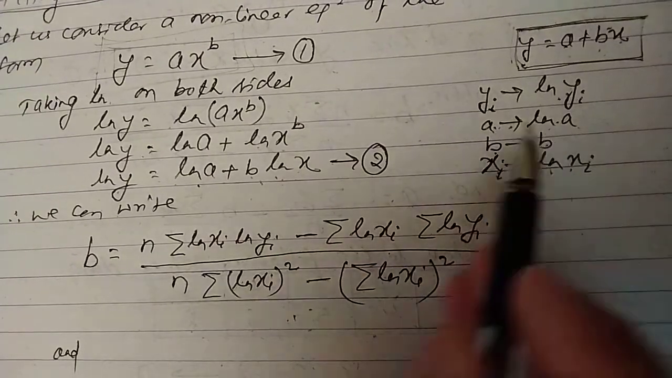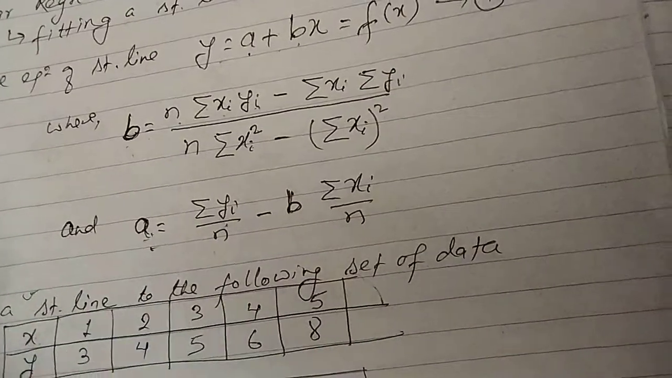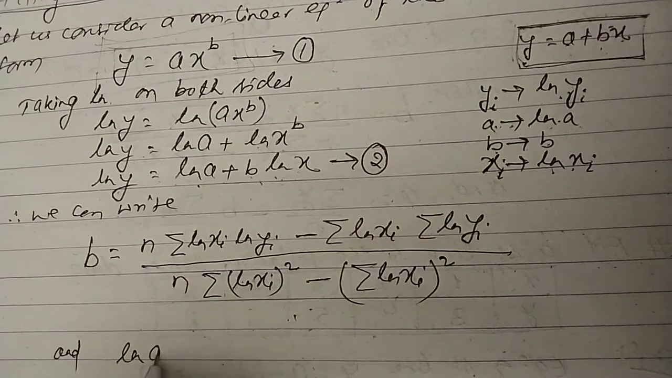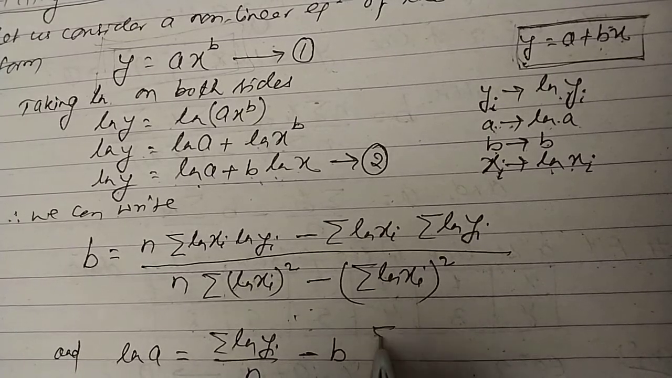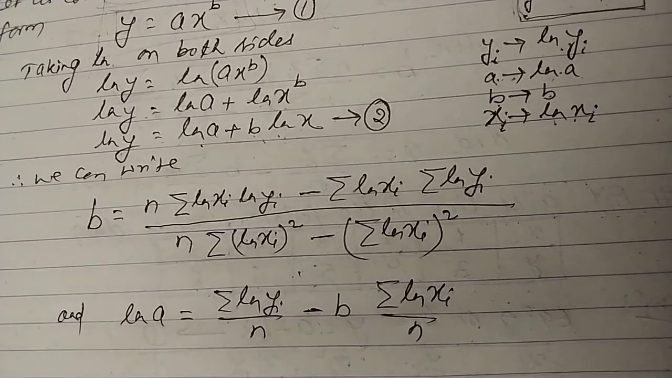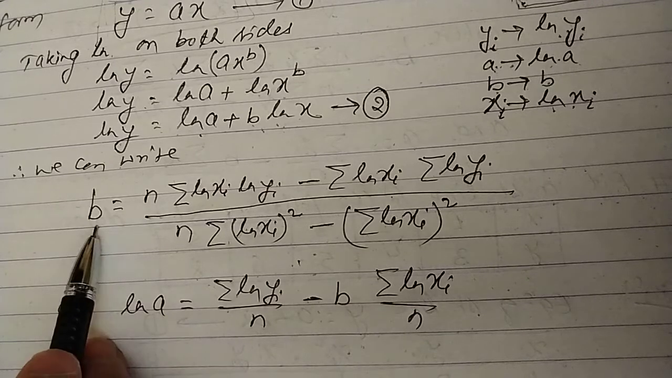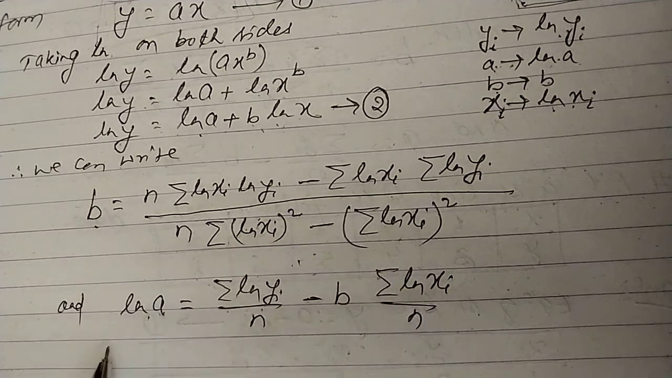So a will be replaced by ln a. What was it in the linear case? a equals this. So in the place of a, what should I write? ln a. Then summation ln yi by n minus b into summation ln xi by n. So this will give you the value of b, and this will give you the value of ln a. If you want to find the value of a, take the anti-log of the whole quantity. You will get the value for a.